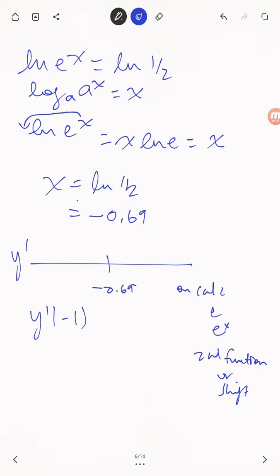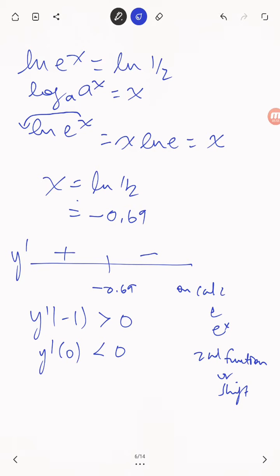So for x less than negative 0.69, so x equal to negative 1, I get that the derivative is greater than 0. And if I take a value bigger than negative 0.69, so let's say 0, then I get that the derivative is less than 0. So just put the numbers in and verify that for yourself.